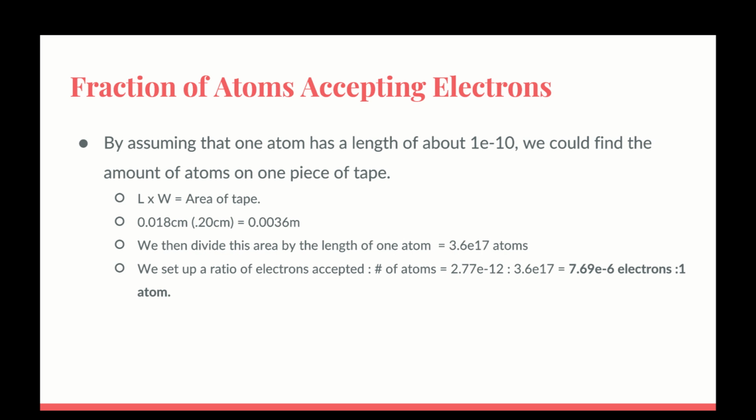We also had to find the fraction of atoms accepting electrons. An assumption we had to make is that one atom has a length of around 1 times 10 to the negative 10th, and we took the area of the tape and divided it by the length of one atom to get that many atoms on a piece of tape. We then set up a ratio of electrons accepted to number of atoms to get 7.69 times 10 to the negative 6th electrons for every one atom.